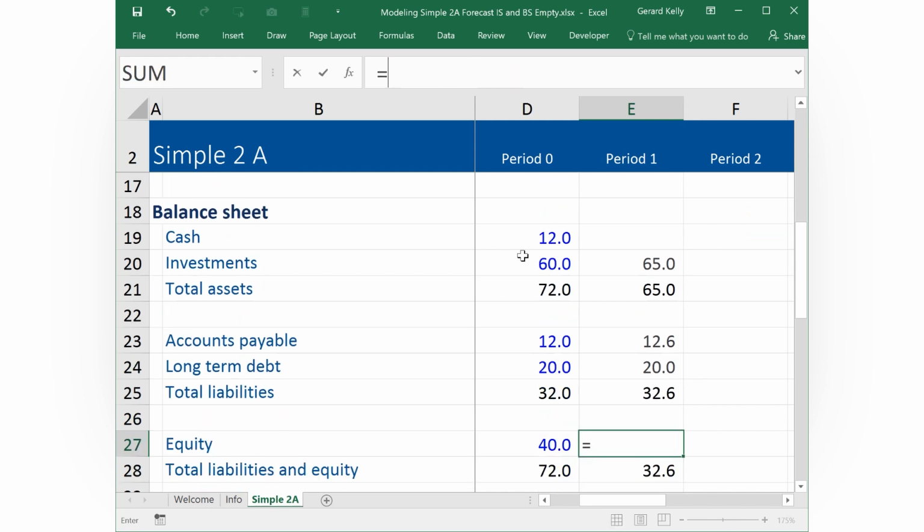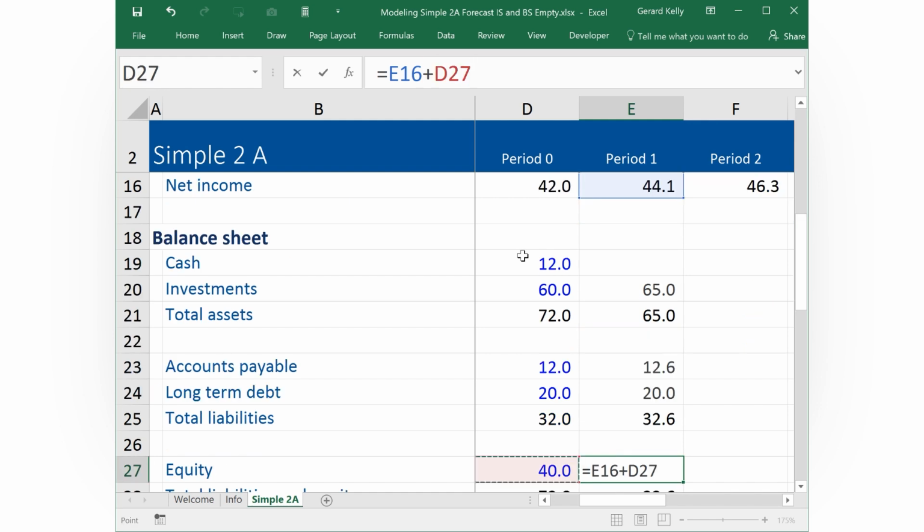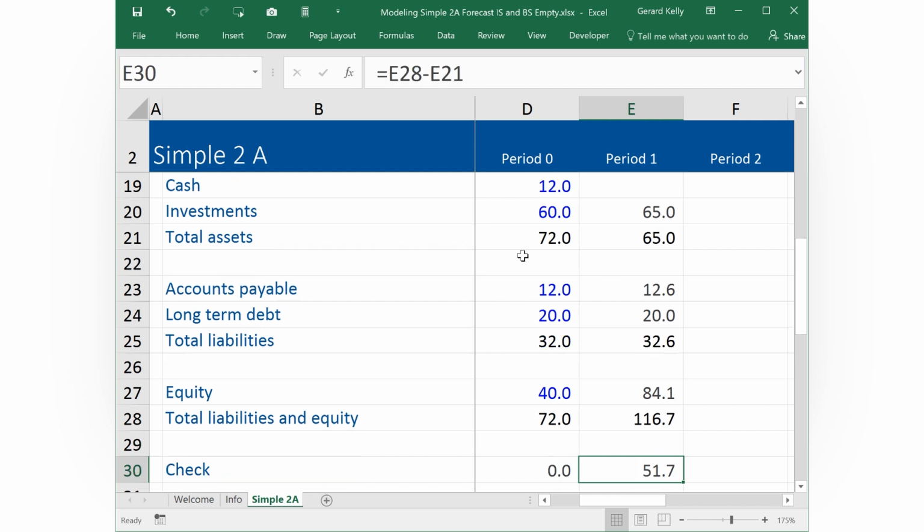Last up then, equity. If I think what's going to make that go up and down, it's going to be net income, making it go up. Net income was 44.1. I add that onto last year's equity, and that now gives me equity of 84.1. So having finished my balance sheet, I see that it's unbalanced by 51.7.